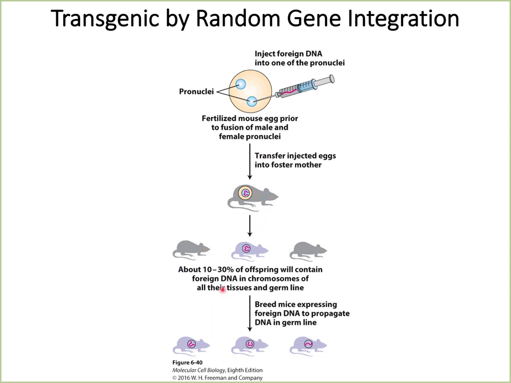So what happens is that about 10 to 30% of the offspring will contain the foreign DNA in the chromosomes of their tissues and in the germline. Now you breed the mice and express the foreign gene, and some of them will be integrated into the germline. So this is another way, which is random gene integration.